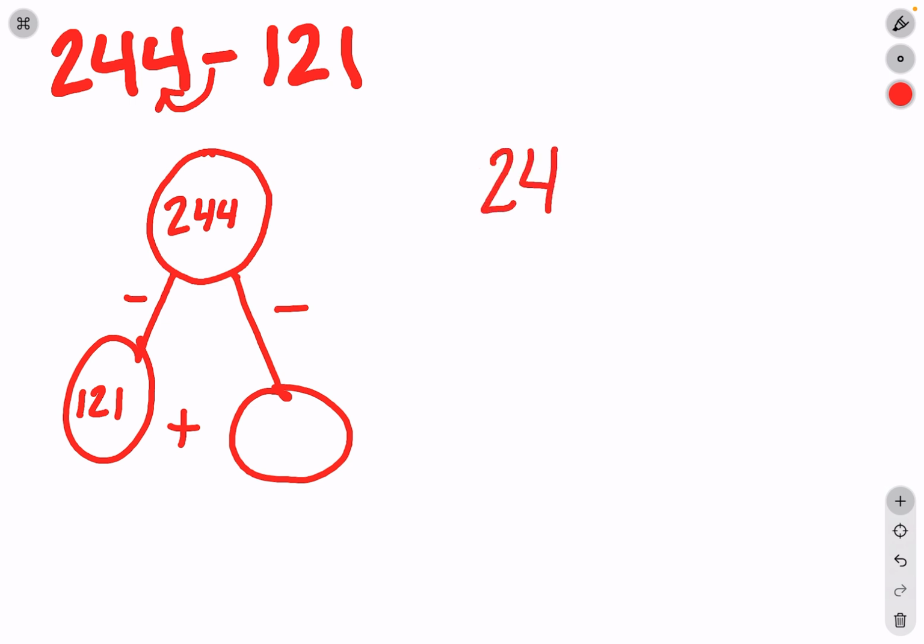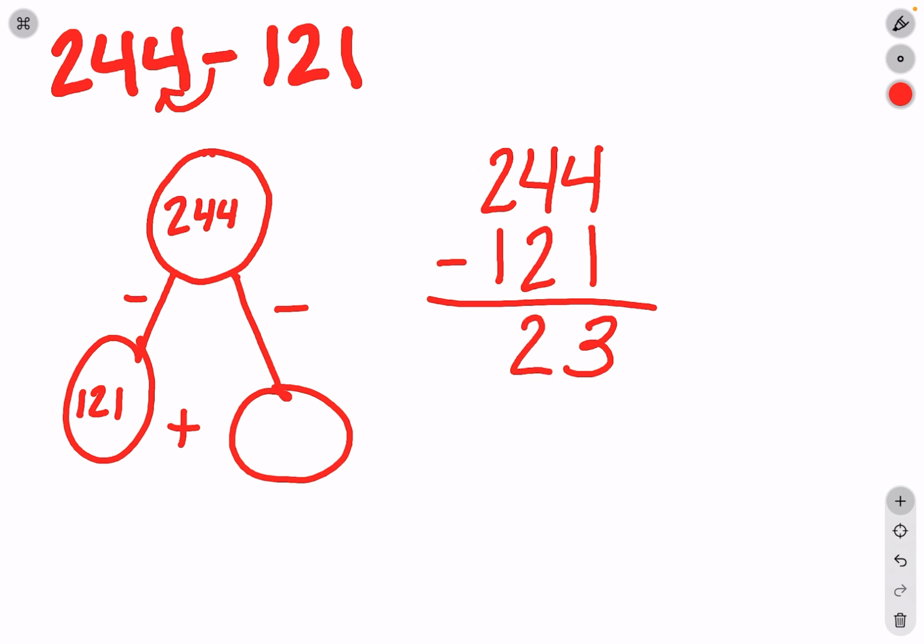So 244 minus 121. I want you to solve that however you need to solve it. So pause the video, solve this problem, and then come back to see if you got it right. So now that you've paused it and solved it, watch how I solve it. 4 minus 1 is 3. 4 minus 2 is 2. 2 minus 1 is 1. So I got that my missing part is 123.